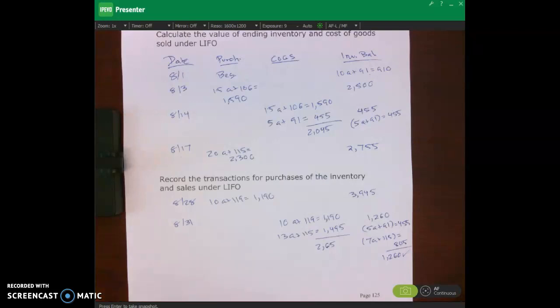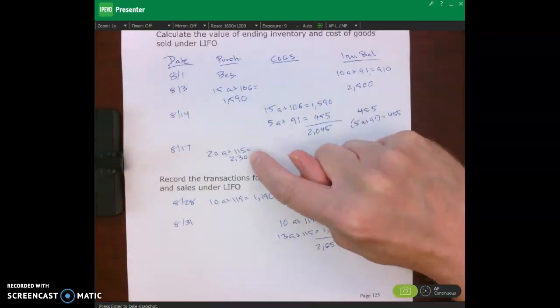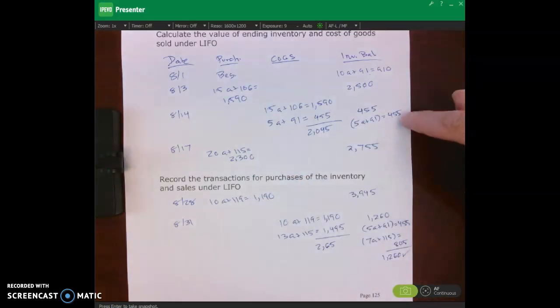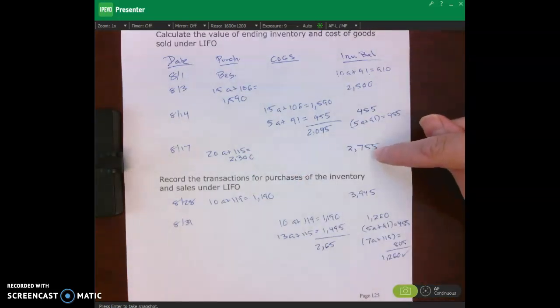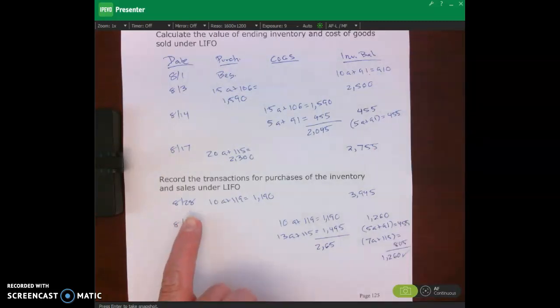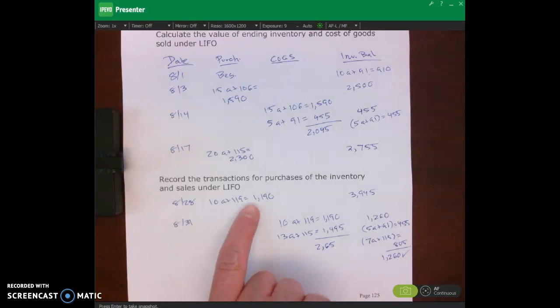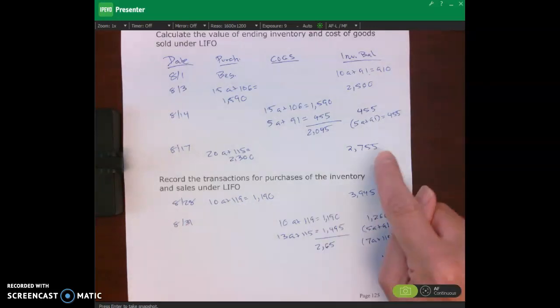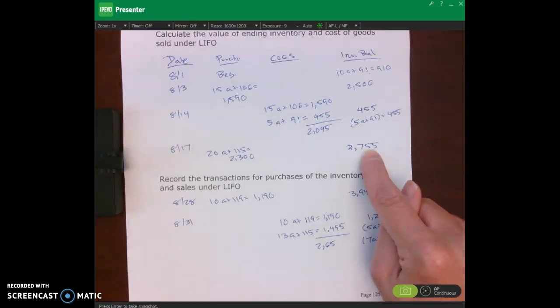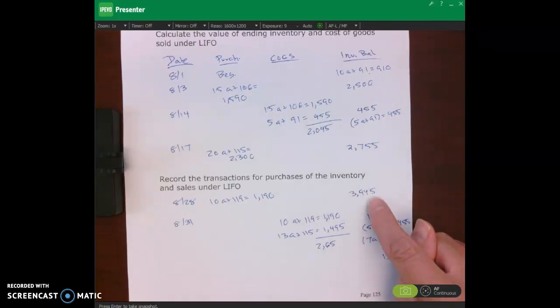Okay, well, welcome back. So let's see how you did. On the 17th, purchased 20 more bikes at $115, $2,300 plus the $455 gives us the inventory balance of $2,755. On the 28th, we purchased another 10 at $119, gives us $1,190 plus my $2,755 from before gives us an inventory balance as of the 28th of $3,945.